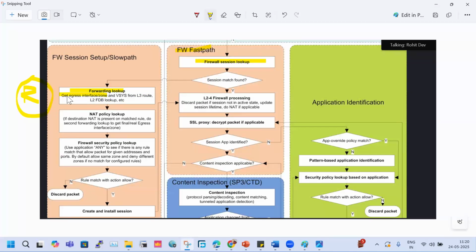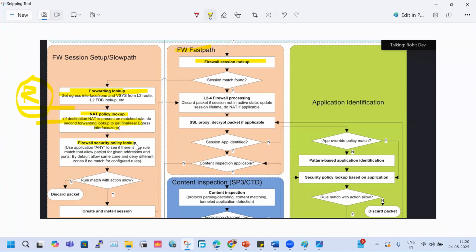So guys, here routing will be checked, right? First of all, routing will be checked by the firewall, and then the NAT policy lookup is there. First it will check if the destination NAT is present on the matched rule or not. Do the second forwarding lookup to get the final egress interface and zone, right? So first routing will be checked, then the destination NAT policy will be checked, right?